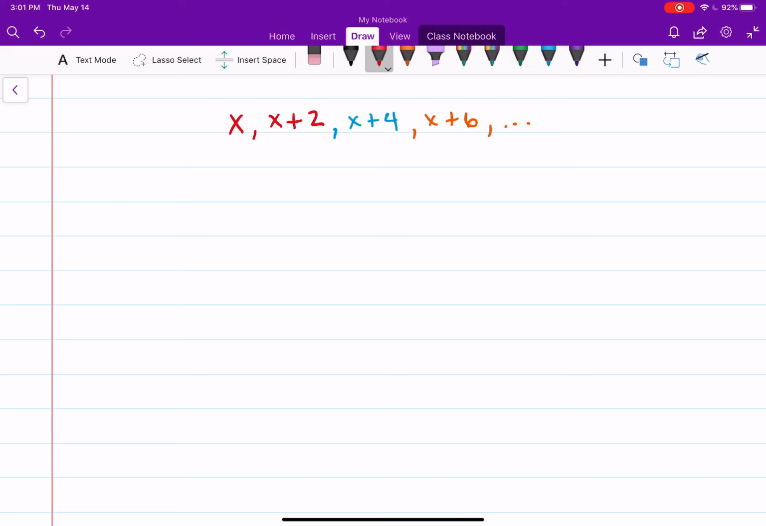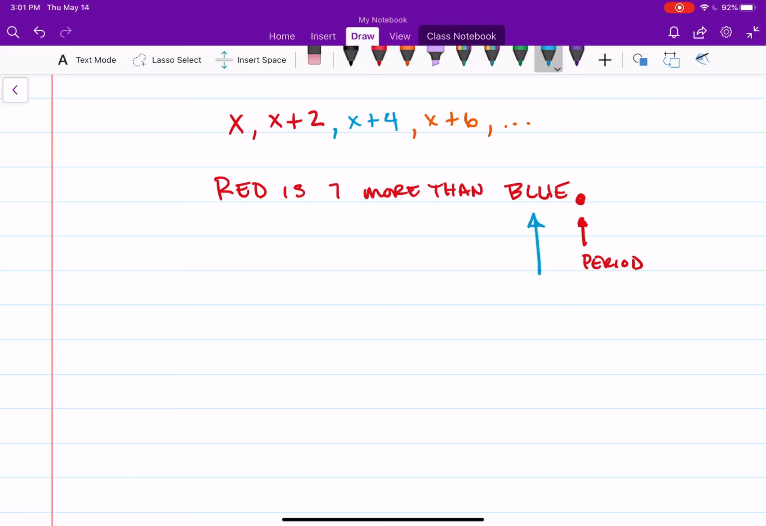Okay? So if they say, red is 7 more than blue, period. I know it's hard to look at blue and think blue when it's written in red. So this period right here tells me that blue is my X.